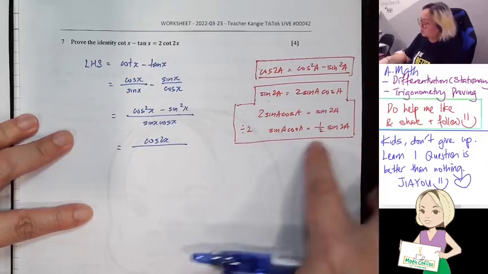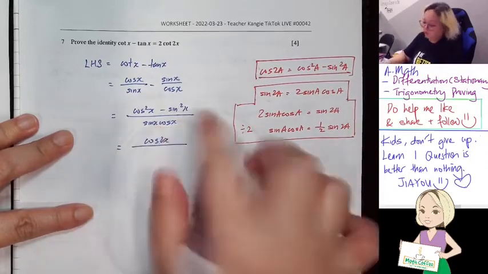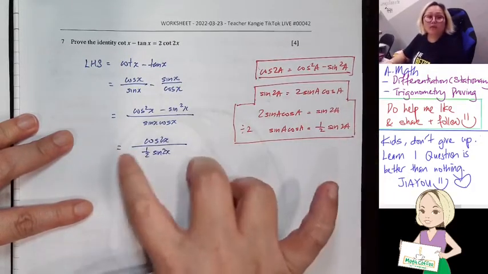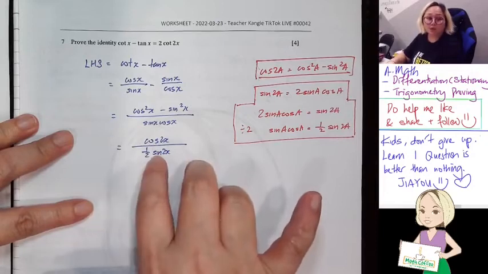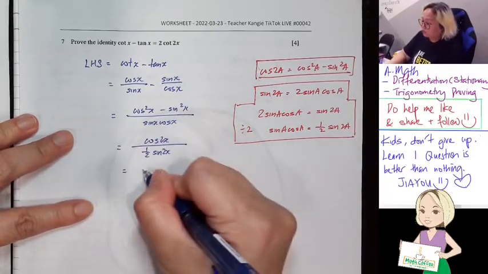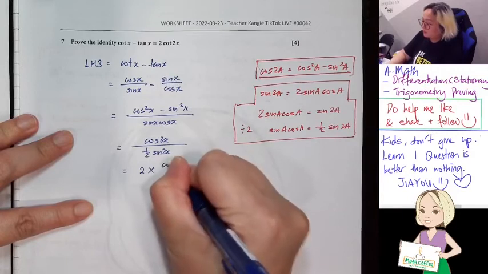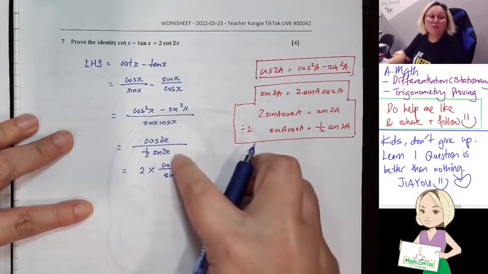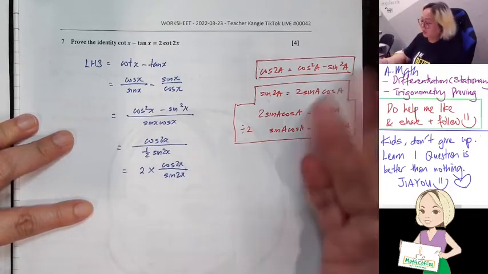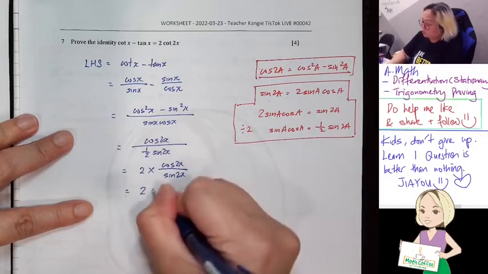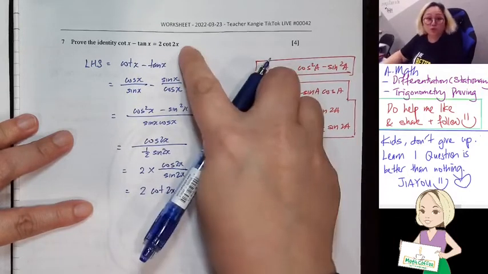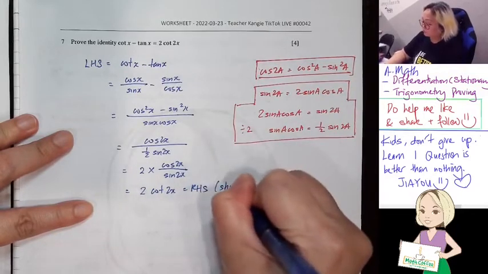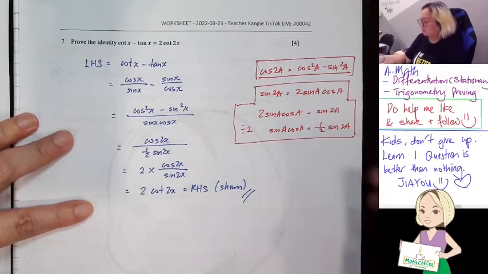So over here, we will change the sine x cosine x to become half sine 2x. And you should know that 1 divided by half is 2. So you end up having 2 multiplied by cosine 2x over sine 2x. And cosine over sine is what? Cotangent. Okay? So therefore, it is 2 cotangent 2x, which is equals to right hand side. Shown. Ta-da! And we are done.